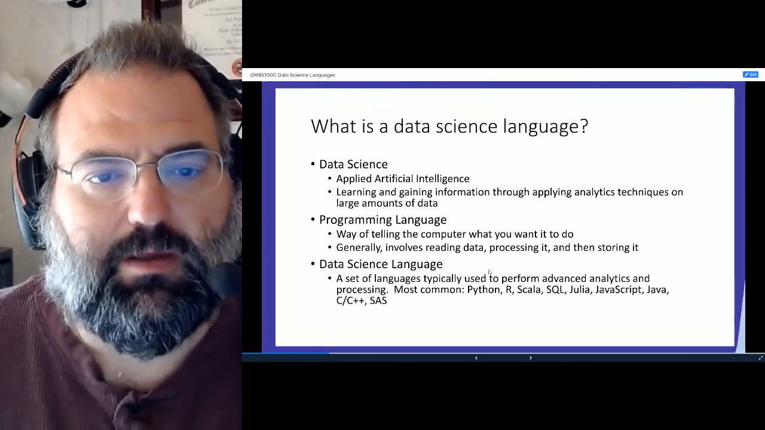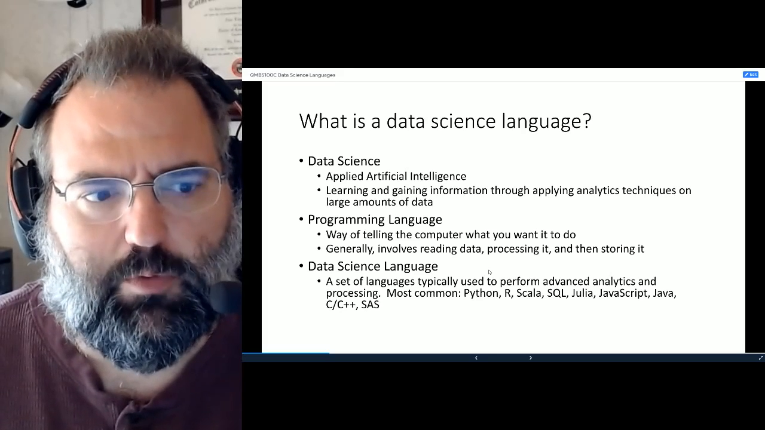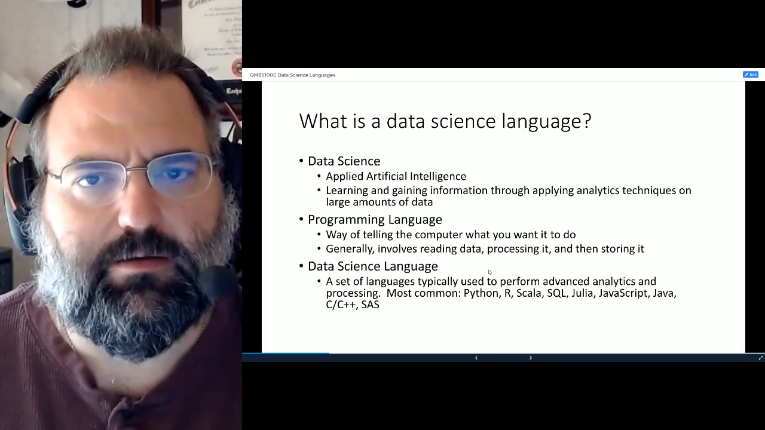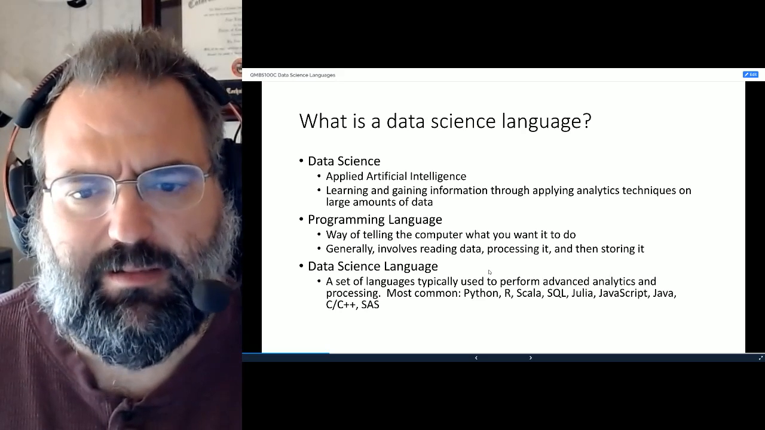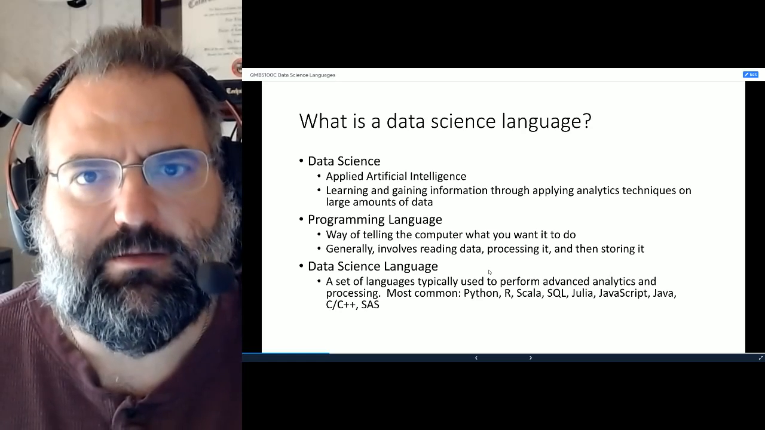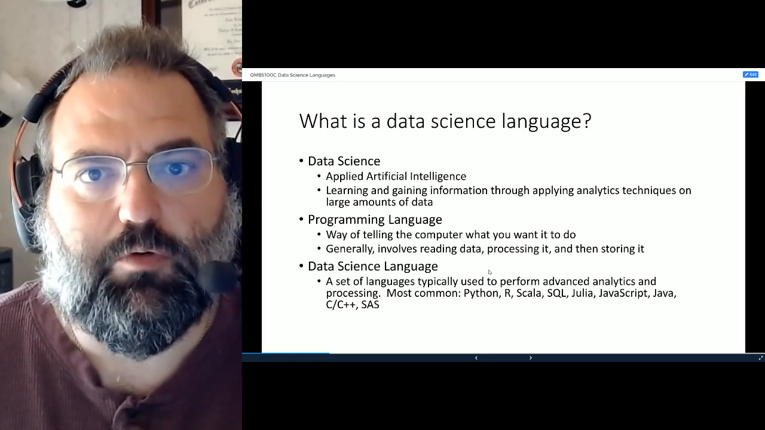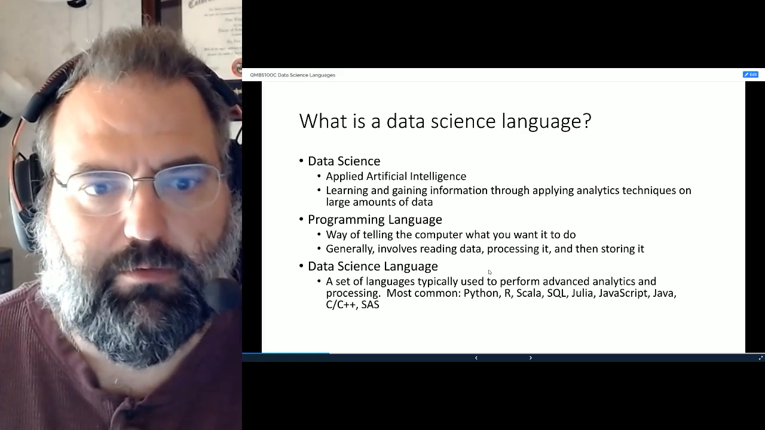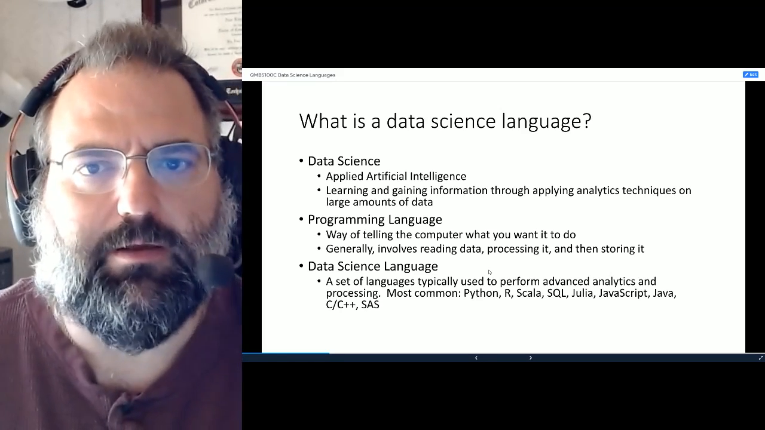So jumping in, what is data science? As I mentioned, applied artificial intelligence, that's one way of looking at it. The other way of looking at it is that it's a way of learning and gaining information by using analytics techniques on large amounts of data. And the idea is that the more you know about the data, the more you can benefit from it and potentially know more about your customers, your business, or whatever it is that you're studying and whatever is of interest.